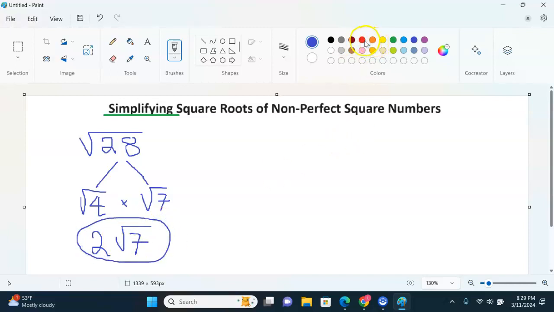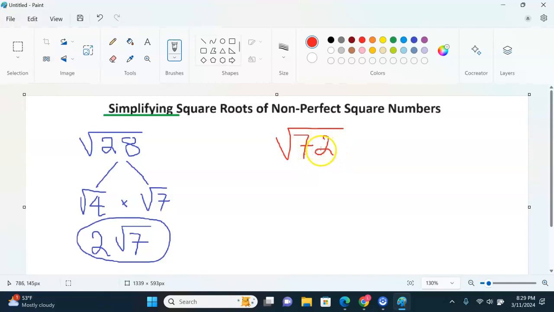Okay, let's come up with another one. Let's say, well, how about the square root of 72? Okay, it is a big number. But again, if you can see the patterns right there, our goal is to break this down to a pair where one of the numbers is a perfect square number.